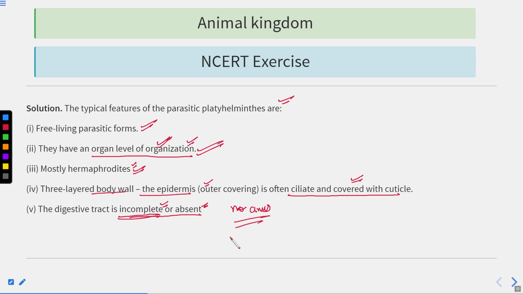So undigested waste is not going to be there in the body because they are already taking the whole digested food material, okay? So no waste is there in the body. So they do not require any anus. That is why their digestive tract is incomplete or absent. This is one of the key features of a parasitic organism, and the parasitic platyhelminthes especially. No anus is there.